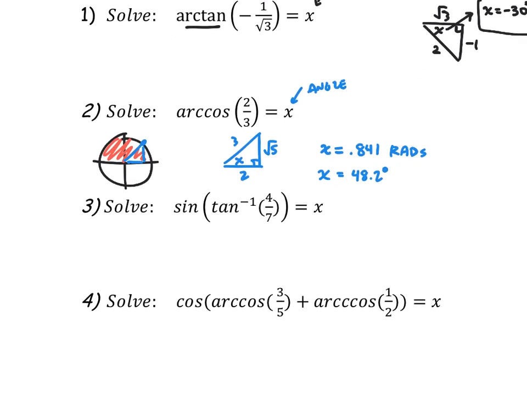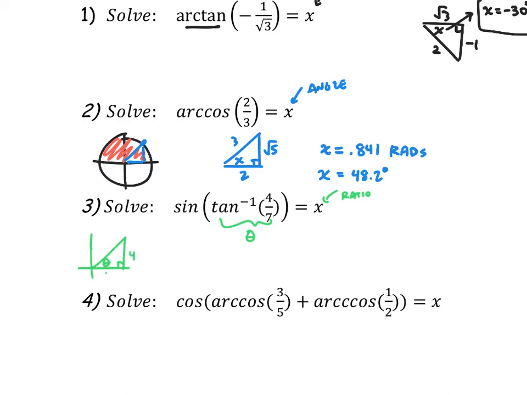Now let's look at number 3. Let's consider what we're looking for here. Inverse tangent of 4/7, that's an angle. So the sine of an angle should give us a ratio. So our output here, what we're getting out, is a ratio. You could think of this as theta, an angle. If I were to sketch that angle, it's going to be in the first quadrant because it's a positive 4/7. And working with tangent, if it's positive, it's got to be in quadrant 1.